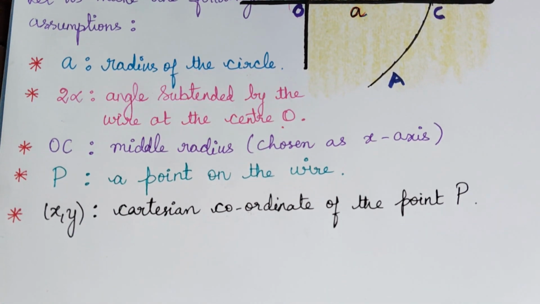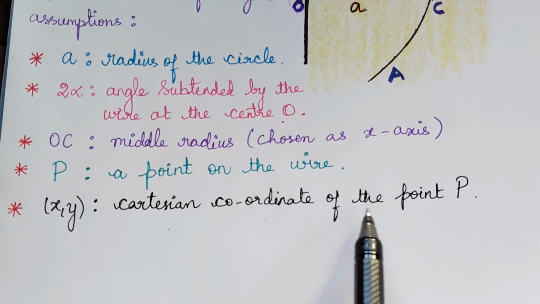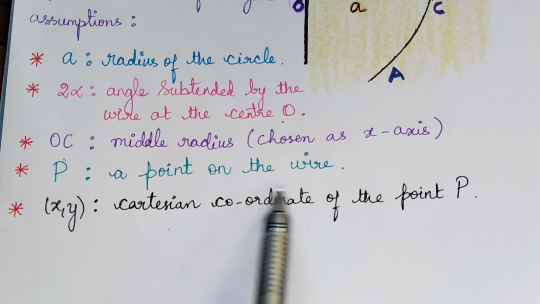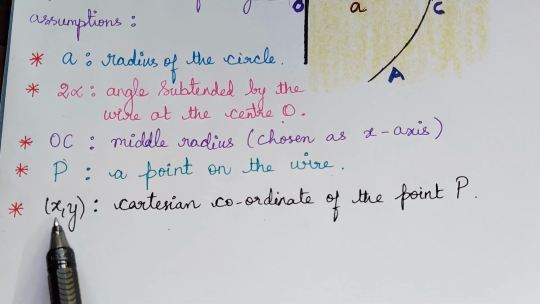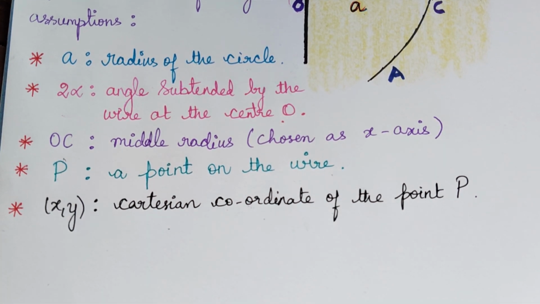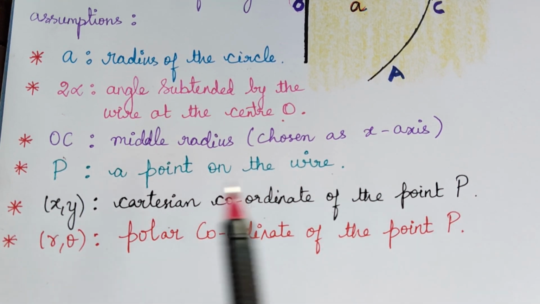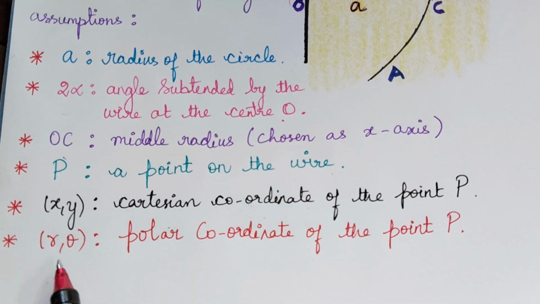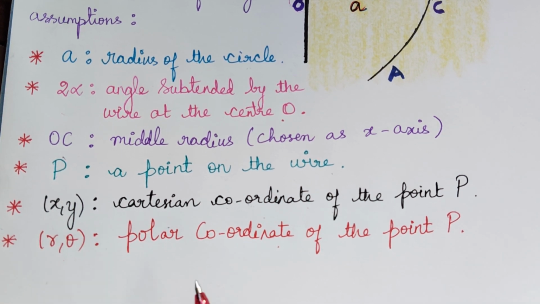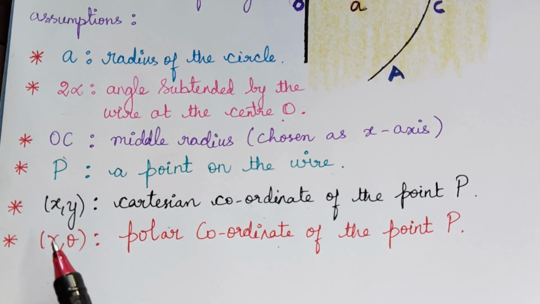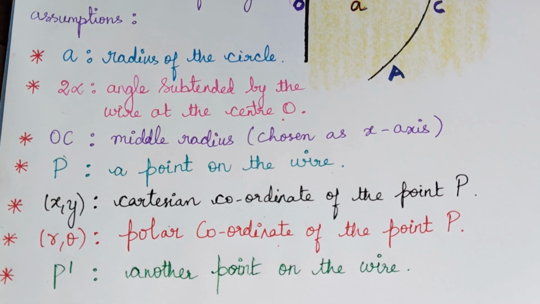And then we have x, y, which is the Cartesian coordinate of the point P that we have taken on the wire. Similarly, r, theta is the polar coordinate of the point P. In that case, x will be equal to r cos theta and y will be equal to r sin theta. And then we have P dash, which is another point on the wire.